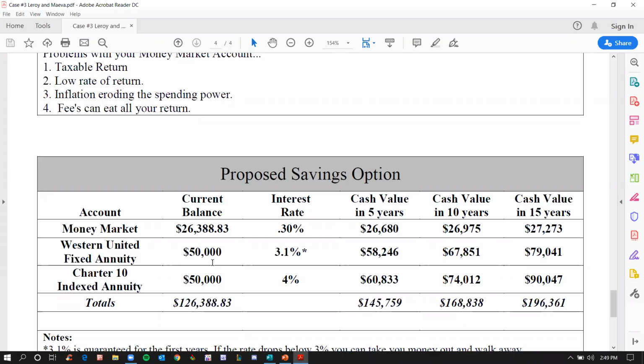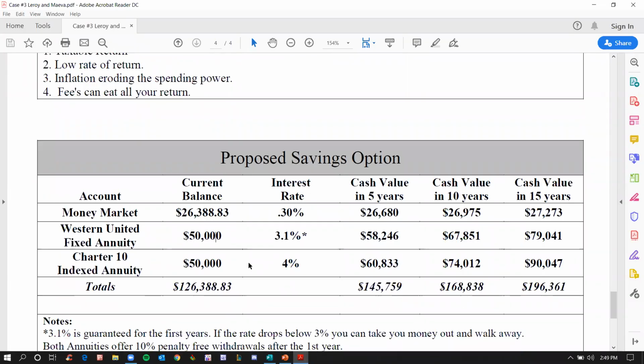We're going to take $50,000 of that money and put it into a fixed annuity. It's going to guarantee you 3.1% for the next, I think it was 10 years? Well, 3.1% the first year, then 3% or more over the next 9. So that 50,000 is going to grow to 58 over 5 years and almost 80,000 over 15 years.